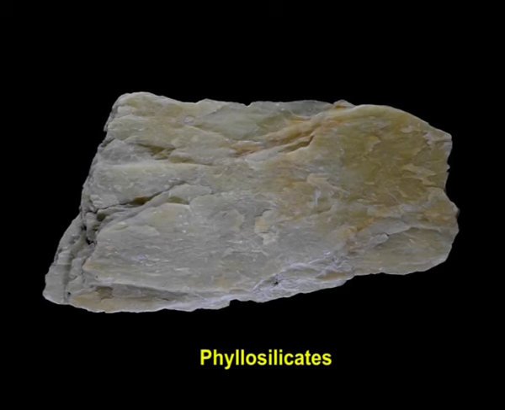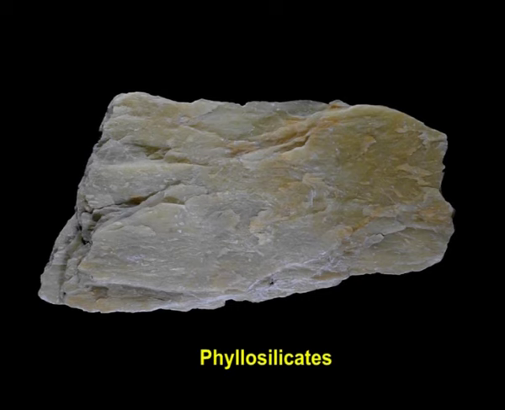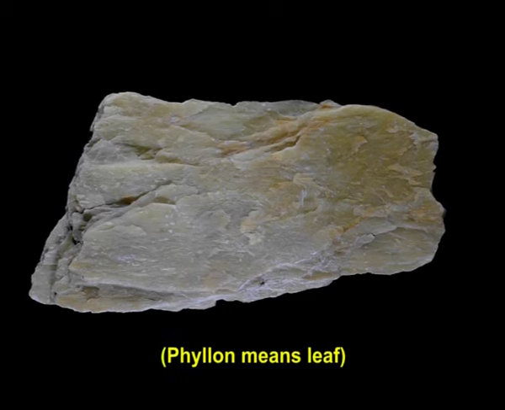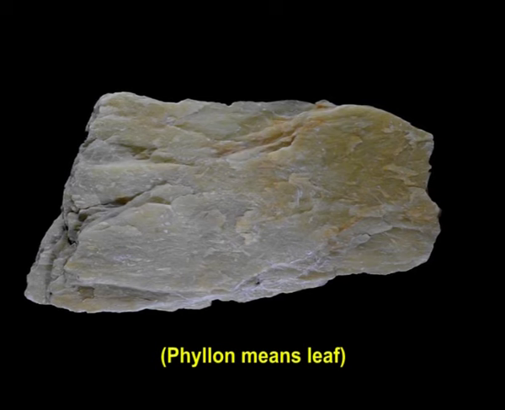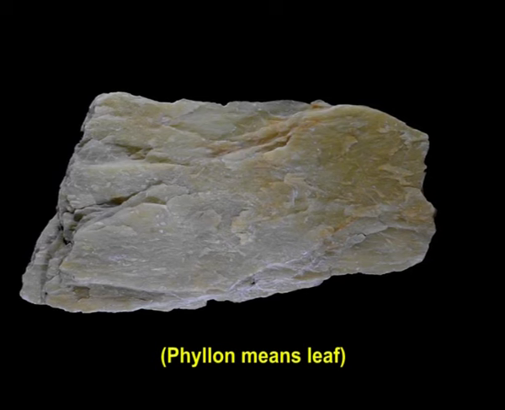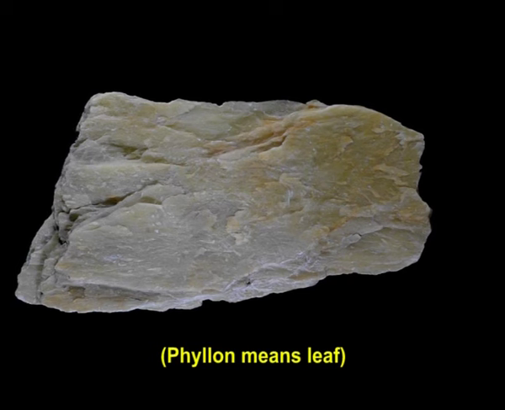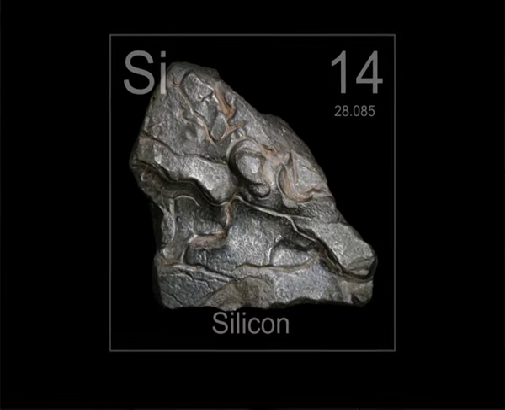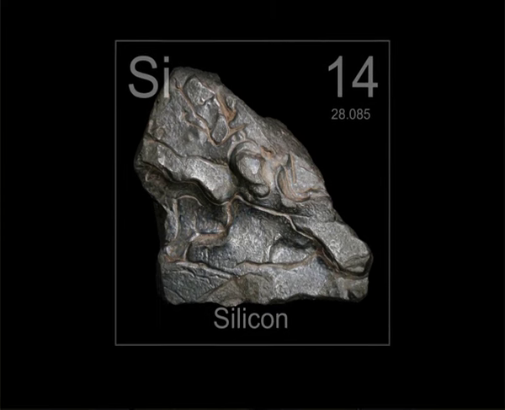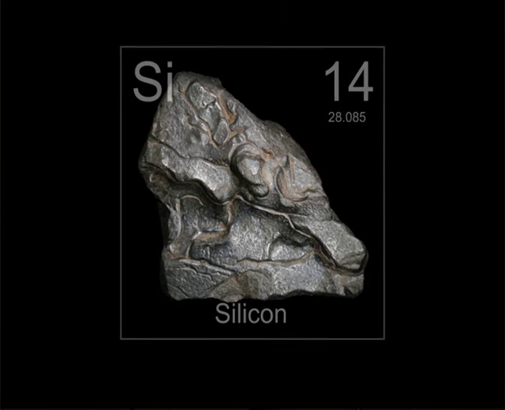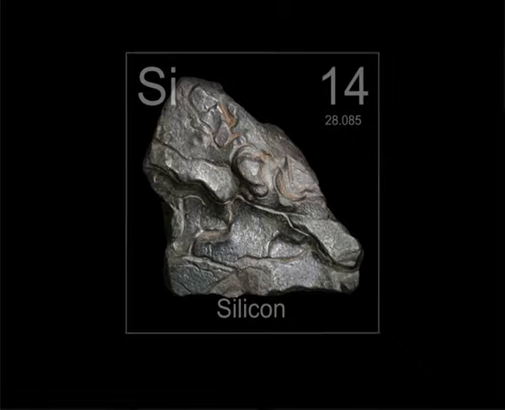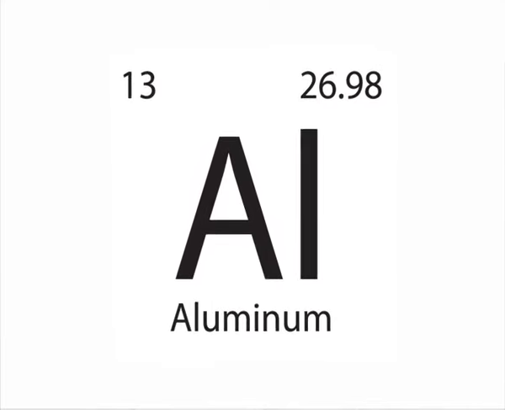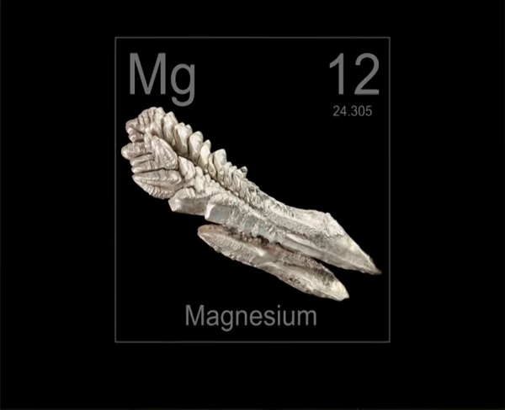Layer silicate clays. These are important silicate clays and known as phyllosilicates. Phyllon means leaf. Because of their leaf-like or plate-like structure, they are comprised of two kinds of horizontal sheets. One is dominated by silicon and the other by aluminium and/or magnesium.